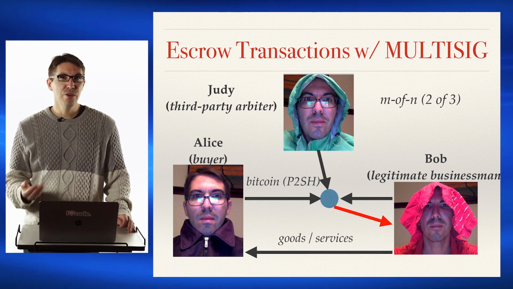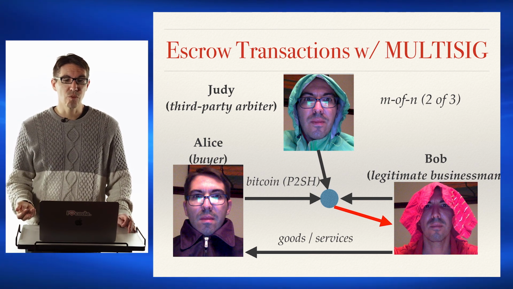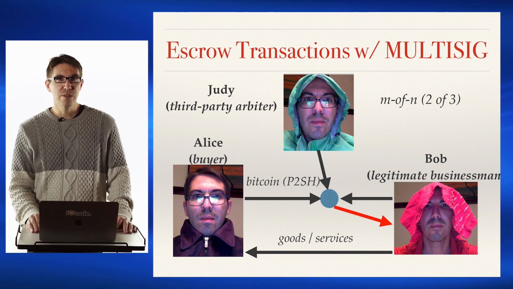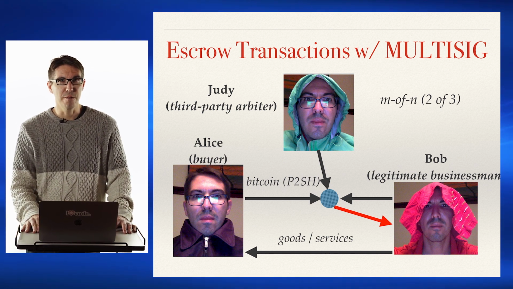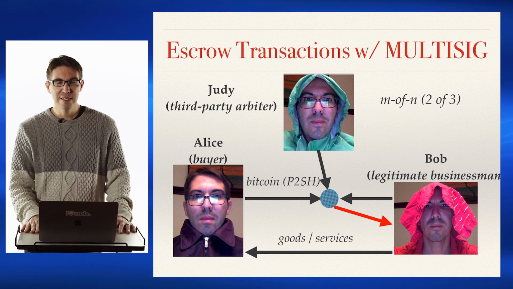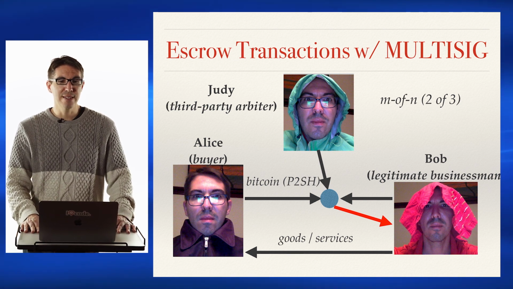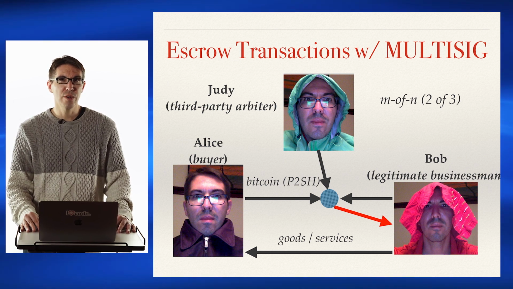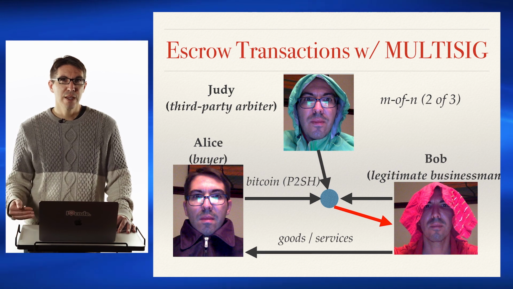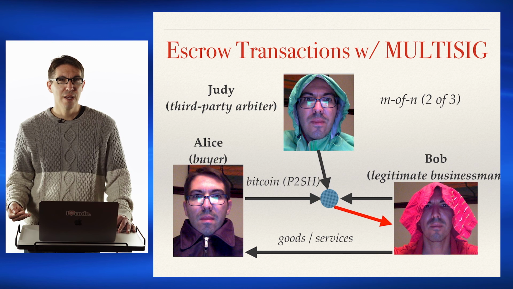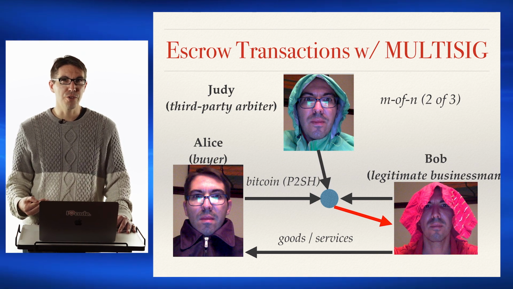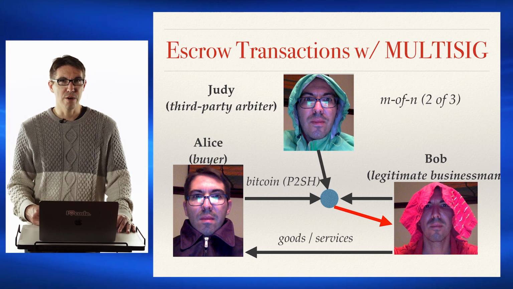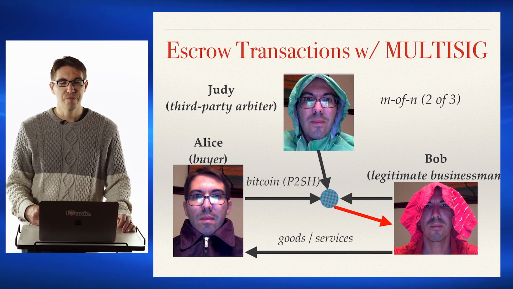So we actually can do that in a decentralized way. So in this instance, we've added Judy, who's a third-party arbiter. And instead of creating a single transaction here, we're actually going to pay to a script hash. So in order for the money to be sent from Alice to Bob, this particular script needs to be signed by 2 of the 3 members of this triumvirate, if you will.